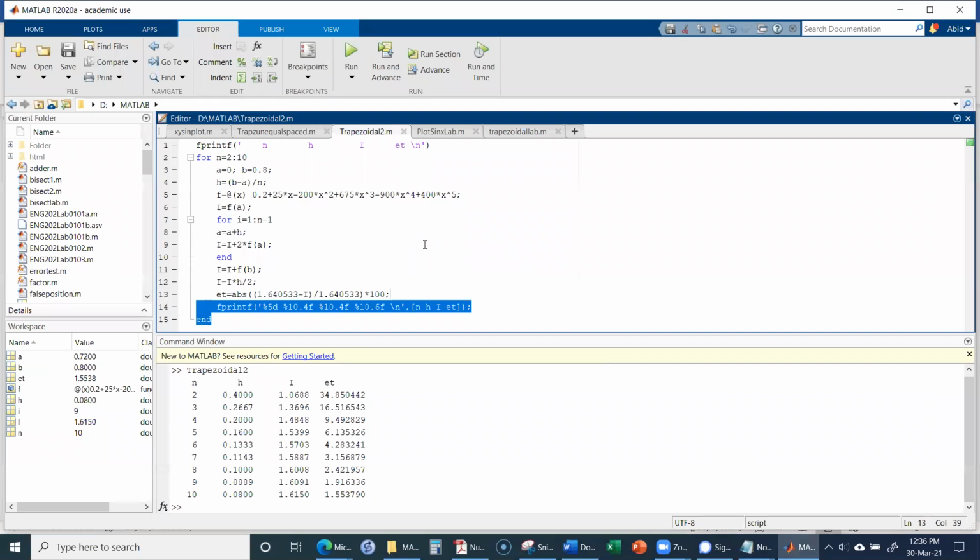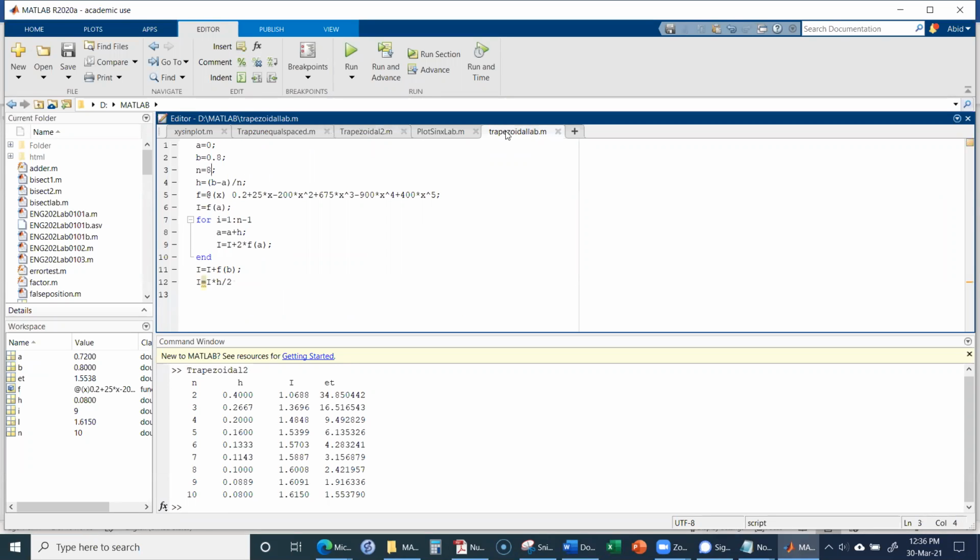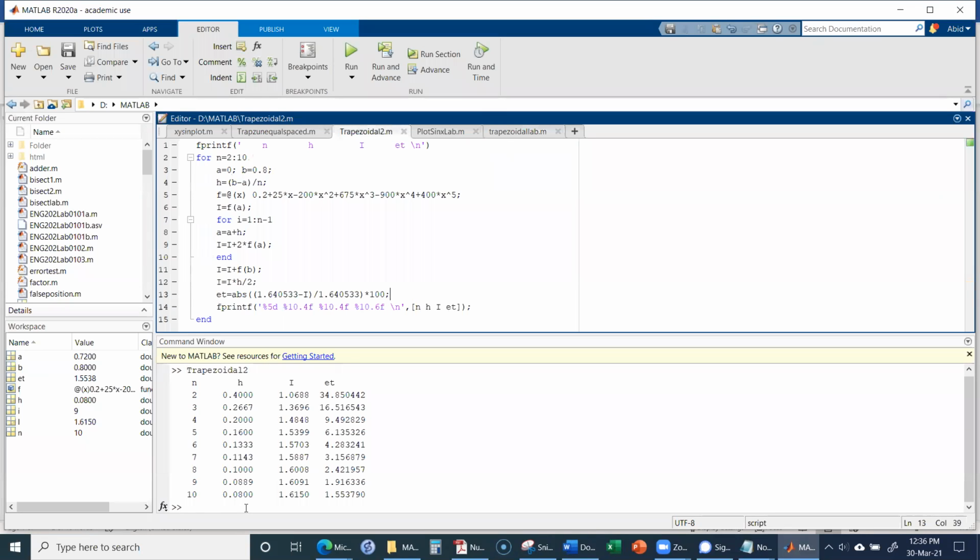So I think is it clear? Trapezoidal rule. Yes. So what I illustrated to you first is the simple case for a particular value of n, and then later on I enclosed it and added some more fprintf commands to create the result in the form of this table. Okay, that's what I have done.